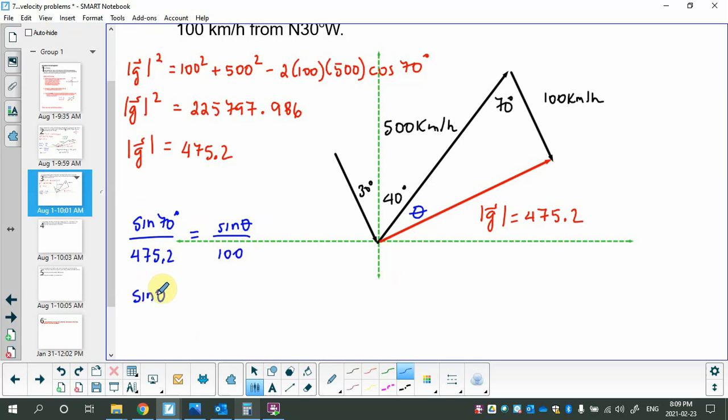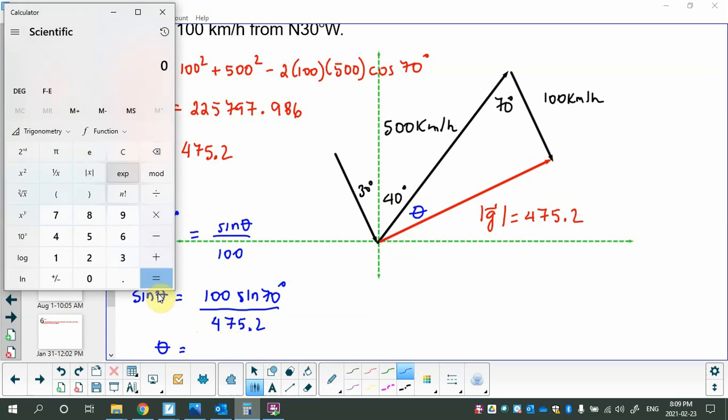So sine theta is equal to 100 times sine 70 degrees divided by 475.2. That will get me some hideous decimal, and then I will second function sine it, which is totally bad math language. Not second function sine yet. Awful number. Second function sine. 11.4.